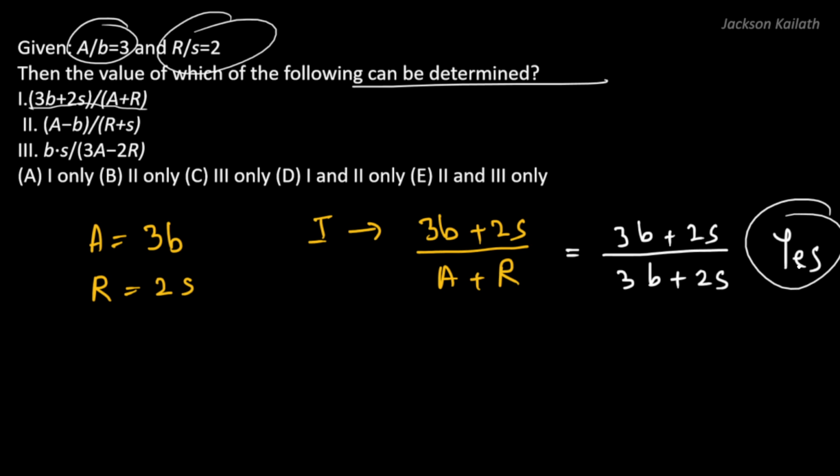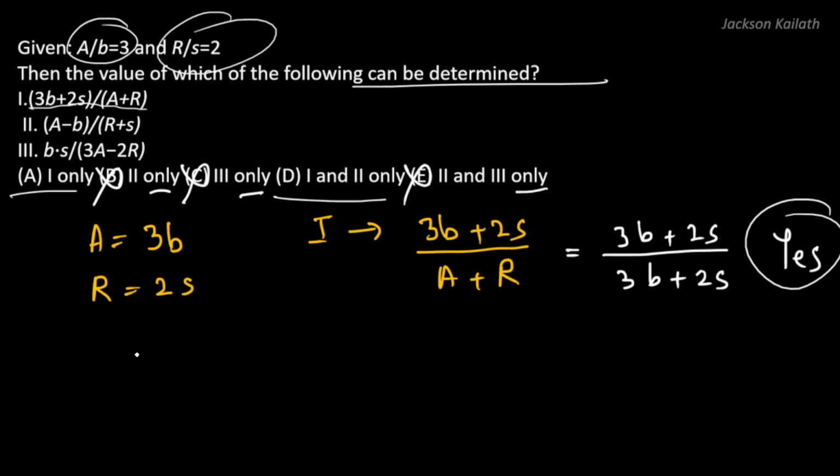Now what about the options? You can see that you can eliminate 3 options, right? Over here you have 2 only, over here you have 3 only, and over here you have 1, 2 and 3 only. So it's definitely wrong because 1 also can be found, right? So we were able to eliminate B, C and E, and we are just left with 2 more options, that is option A and option D.